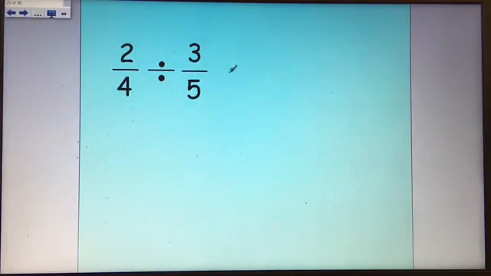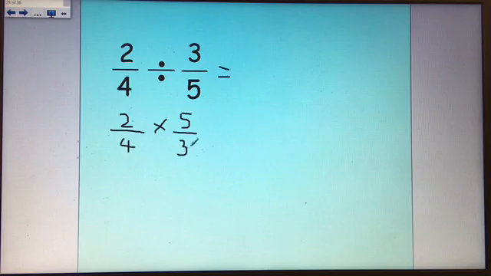Now, I've mentioned before, there's a really good video on YouTube, which has got a rap, which says keep, change, flip. So what you have to do is the 2 quarters here, you keep that. That stays exactly the same. You change the divide to a multiply, and you flip the 3/5 to make 5/3. And then you do exactly the same as what you did before for multiplying fractions.